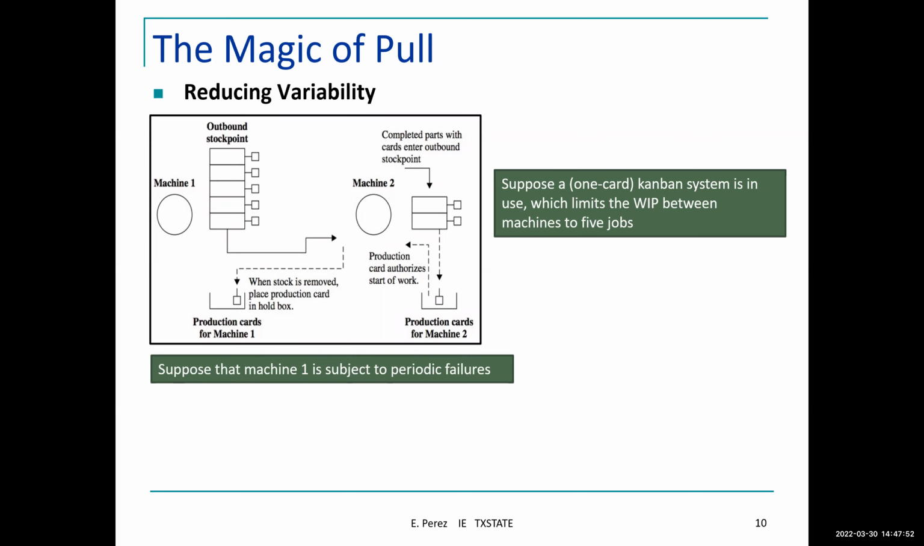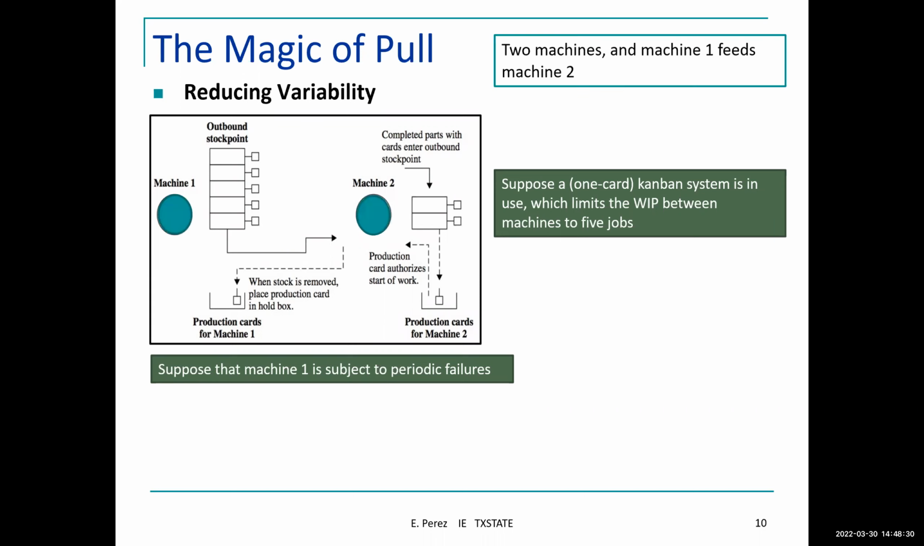We complete the parts, with cards entering outbound at the stop point. Once we complete these parts, we put the cards here, and those are going to authorize the start of the work of the previous station. So when stock is removed, place the production card in the hold. Suppose that machine 1 is subject to periodic failures. So we have the first machine, and this machine is subject to some failures.